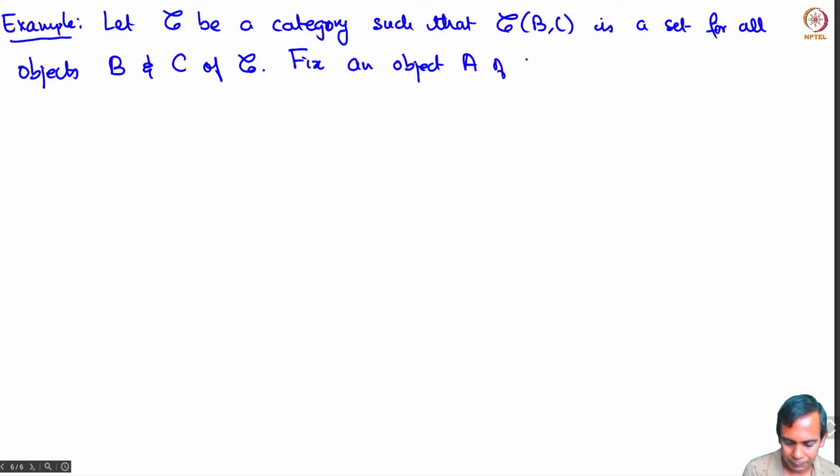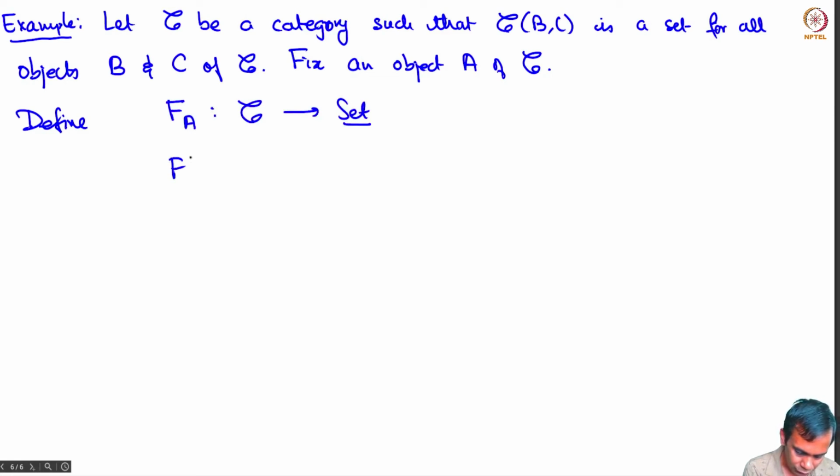Now fix an object A of C. Now with respect to this fixed object A, I will define two functors from C to sets. So the first functor I'll denote by F subscript A, it's from C to sets, and the second functor is F superscript A. It is also from C to sets, but it's a contravariant functor, so I'll call it a functor from C to the opposite category of sets, as follows.